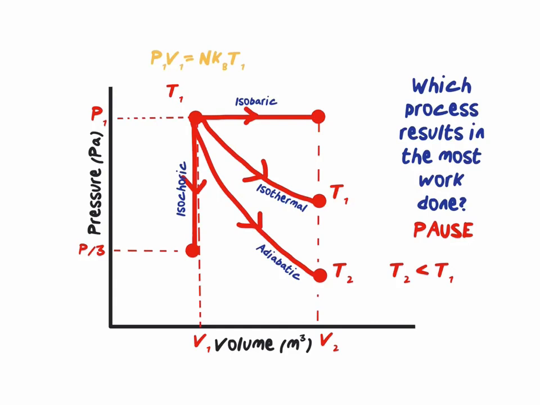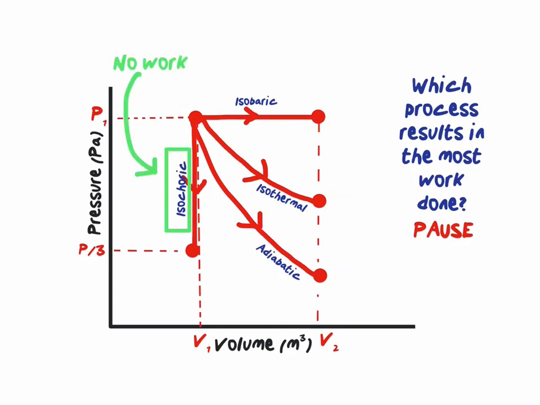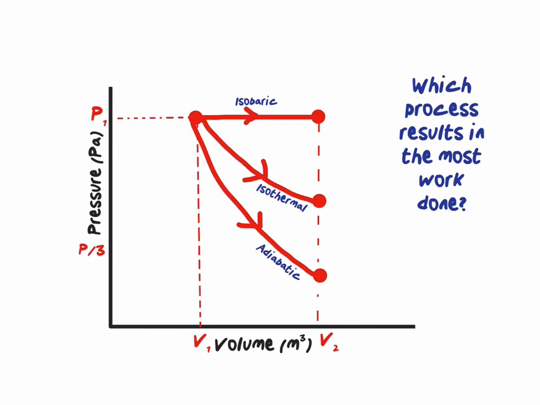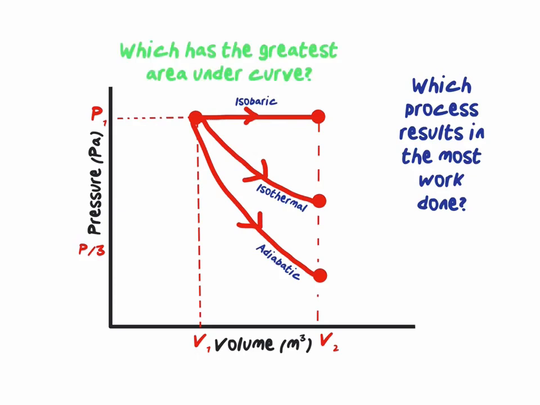Well, it's clear that the isochoric process has no work done, so it's the least by default, and we'll remove it from this discussion for now. Now, if we take a look at the isobaric process, the isothermal and the adiabatic, the way that we can compare the amount of work done would be to determine which of them has the most area under the equivalent function, because we established before that that is one way to calculate the amount of work done.